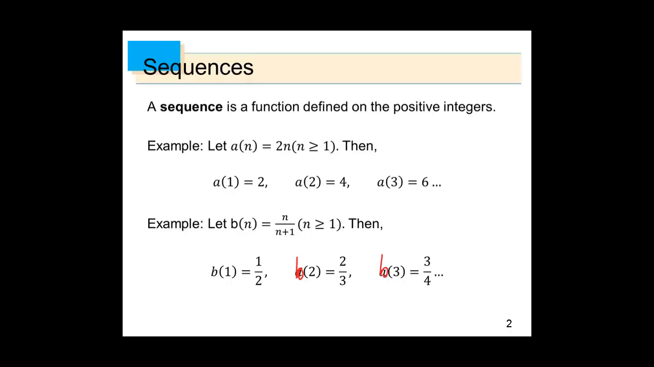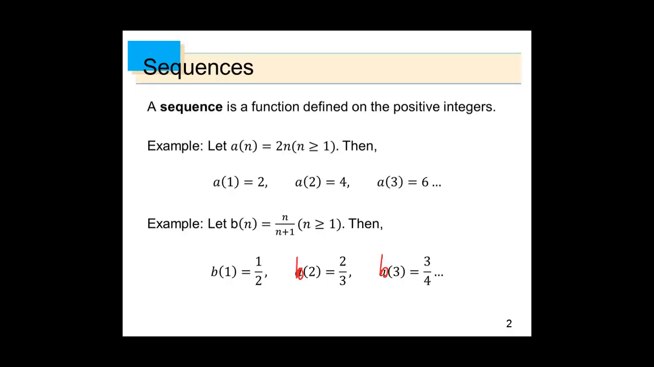Also, usually, what variable do we use for the input? X. Because now the input represents a positive integer, it is traditional to use n. So I have a function a of n, which is basically 2n, right? And here n is larger than or equal to 1. So that's the function, and the domain of that function is simply the positive integers.